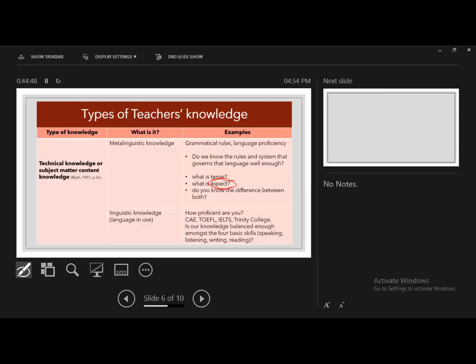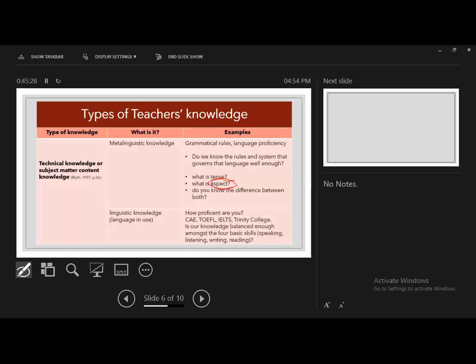Y recuerden que siempre, cuando llevaron sus clases de inglés, siempre tenían la parte de language in use. Right? You are evaluated on the basis of the 4 skills, but then you're also evaluated in terms of language in use. So one thing is knowing the metalinguistic knowledge, which is basically the grammatical rules, right? The rules and system that govern the language. And another is the linguistic use.